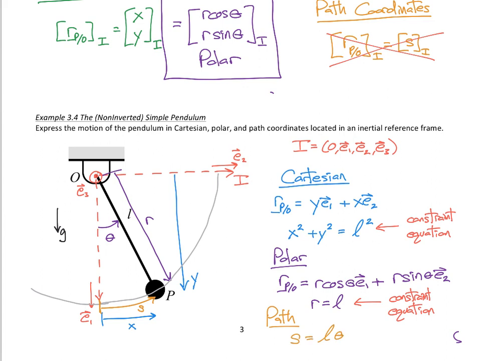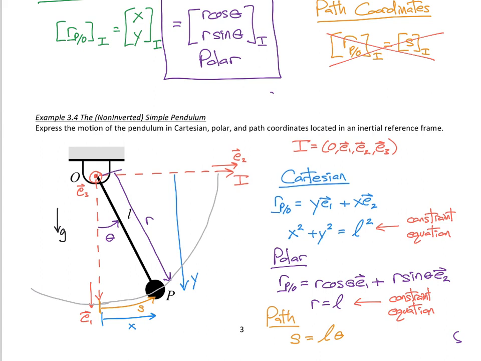You see here that with a path coordinate, we've had to define this path coordinate in terms of some other coordinate. So it's not completely internally independent. We've had to define it as L theta. We could also manipulate this so that s is defined in terms of x and y or Cartesian coordinates.